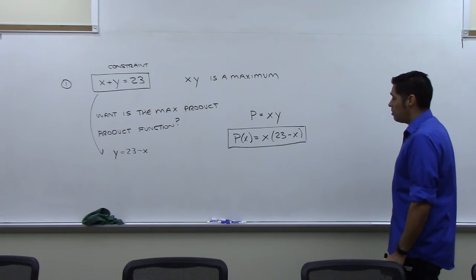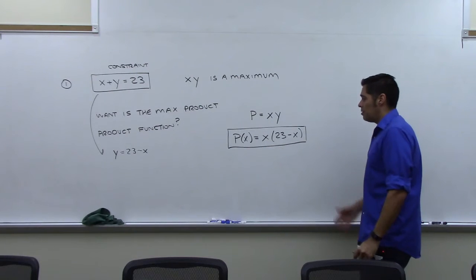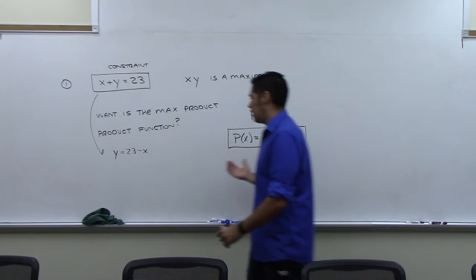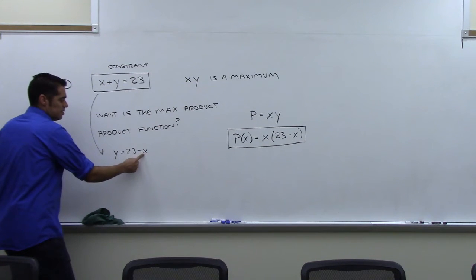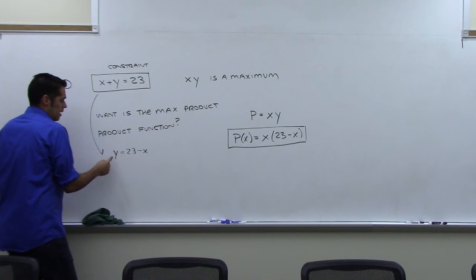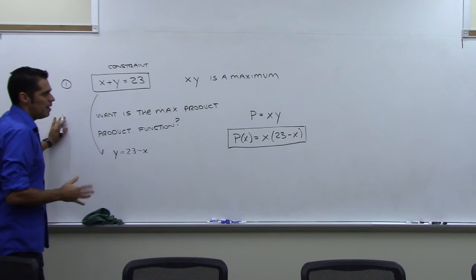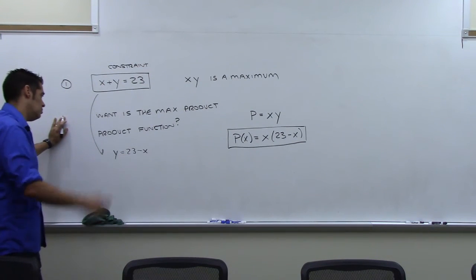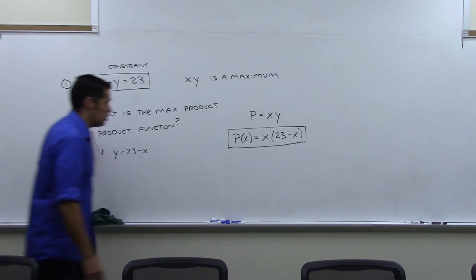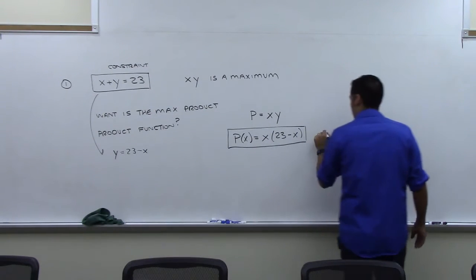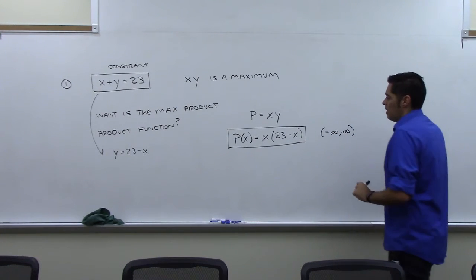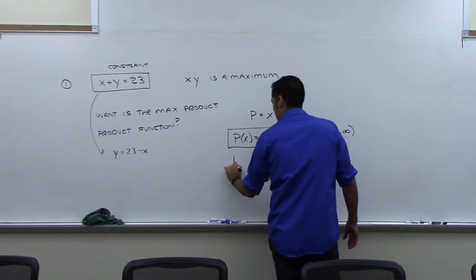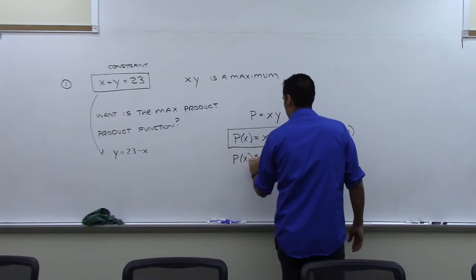As far as a domain, there was no restriction on what x could be. I can let x be any number. Even if x is bigger than 23, let's say 24, 23 minus 24 would give you -1. It doesn't say that these have to be positive numbers. So I have no restriction on x at all. x can be between -infinity and infinity. That's my domain, and that means I cannot use the closed interval method.